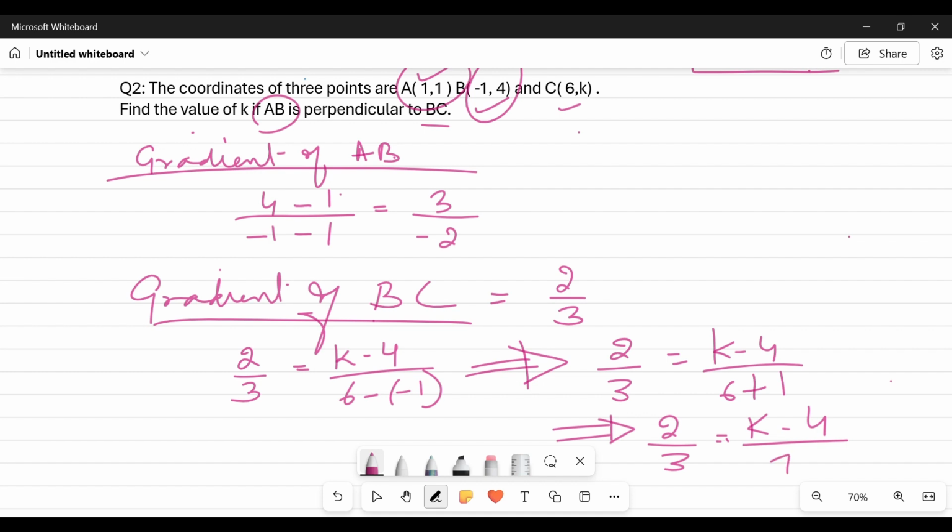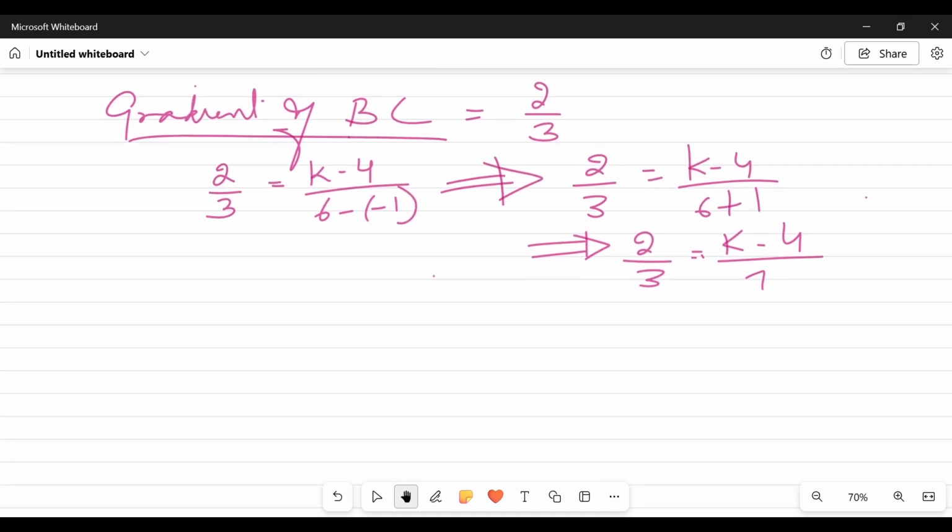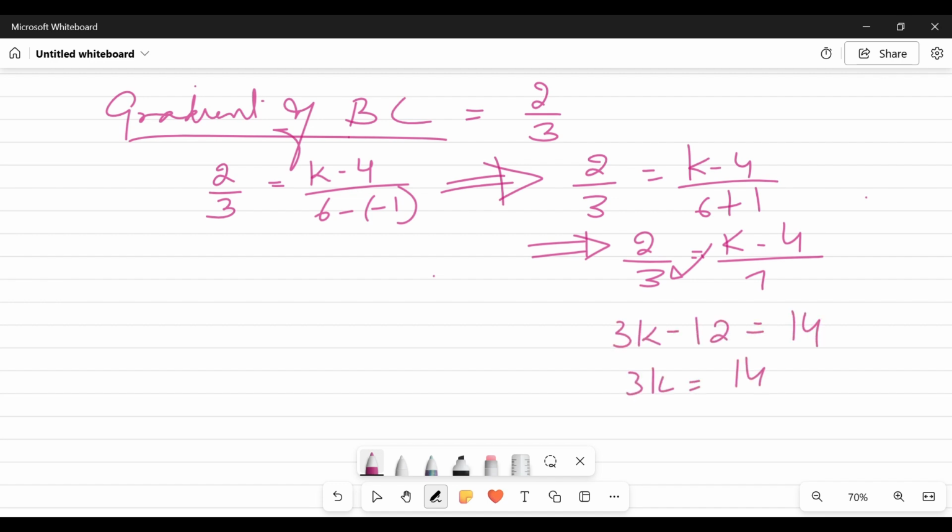Now cross multiply, and it's 3k minus 12 equals 14. So 3k equals 14 plus 12, which is 26. K is equal to 26 over 3. And this is the answer, the value of k.